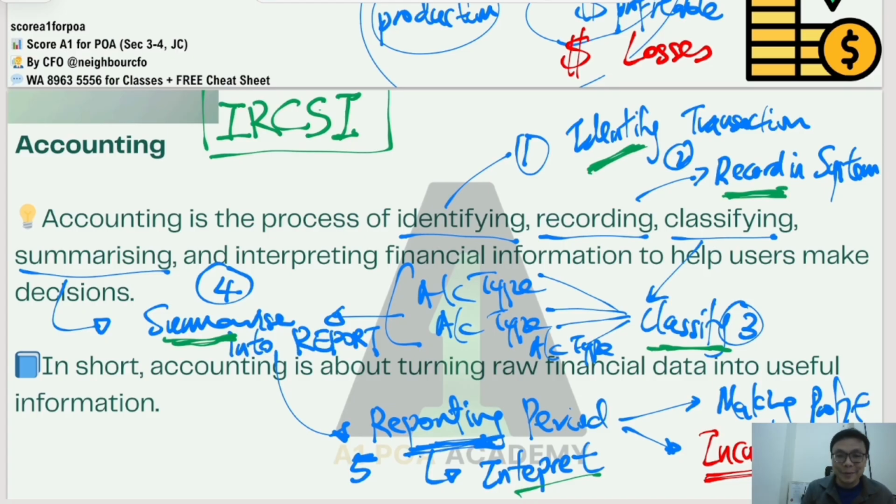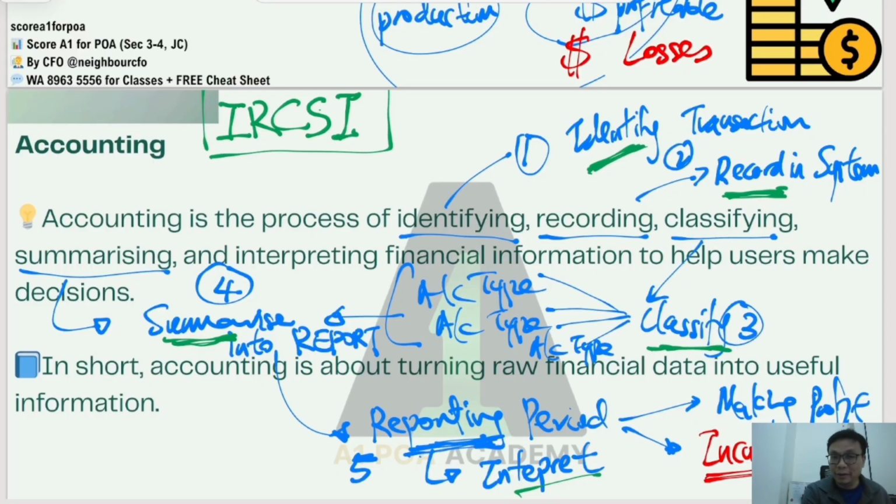IRCSI. So later we will come back and we will test our memory whether we are able to memorize this acronym. Now, very powerful acronym. Once we are able to memorize this, when we subsequently unfold the various LO down the road, this definitely will come in very handy.